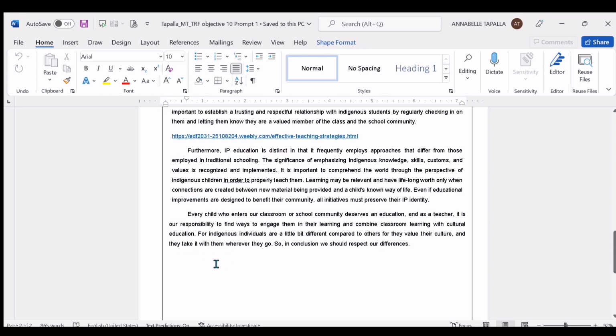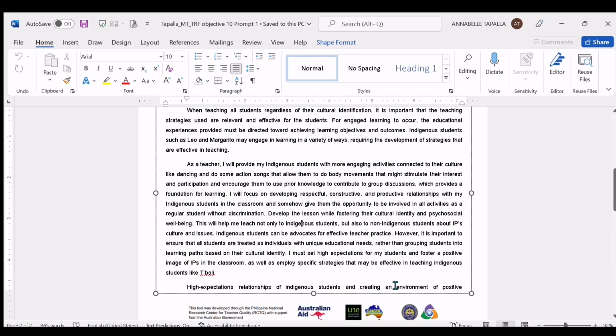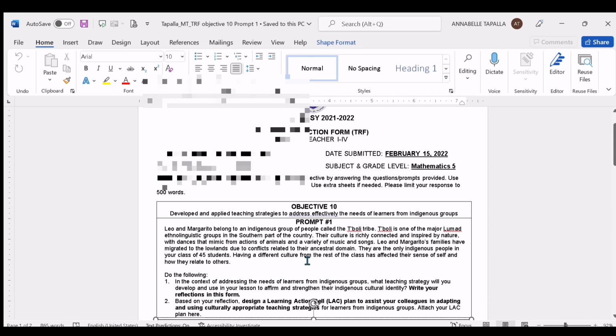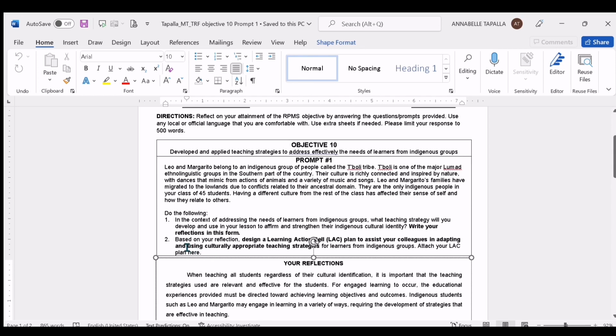Okay, so every child who enters our classroom or school community deserves an education. And as a teacher, it is our responsibility to find ways to engage them in their learning and combine classroom learning with cultural education. Indigenous individuals are a little bit different compared to others, for they value their culture and they take it with them wherever they go. So in conclusion, we should respect our differences. Ayan. So ganun lang po kasimple ang aking reflection for Objective 10, prompt number 1. And i-share ko rin po sa inyo ang aking LAC plan.